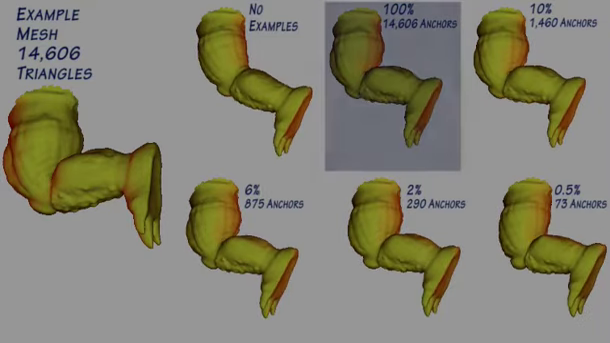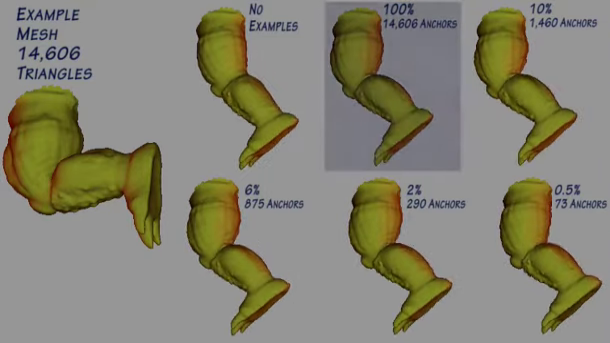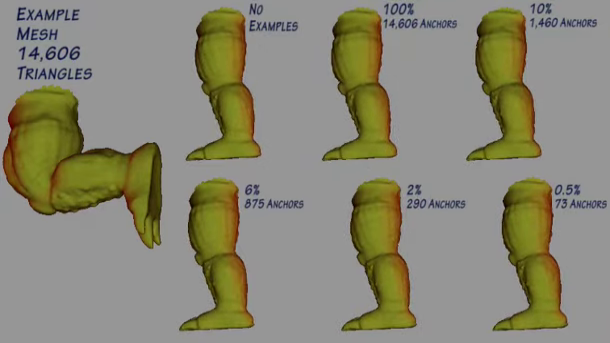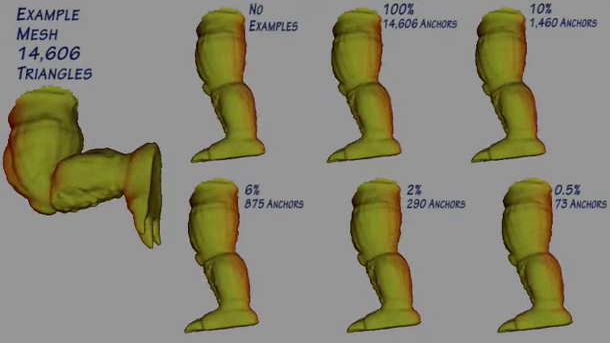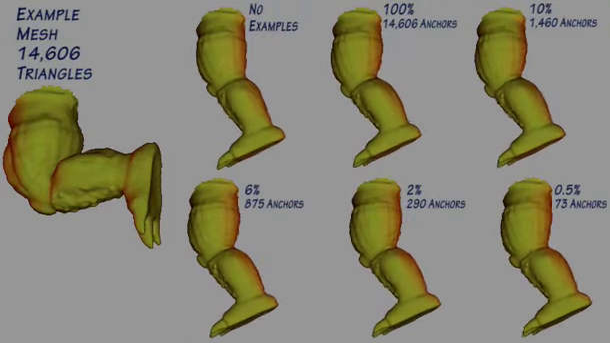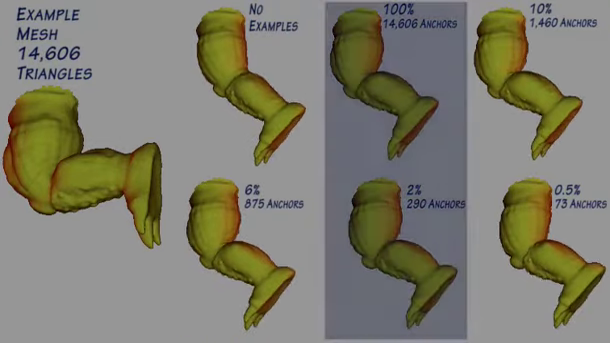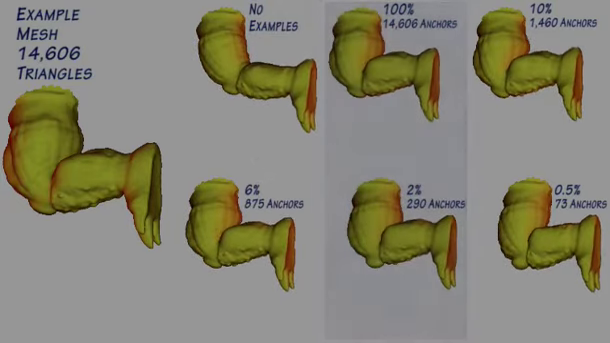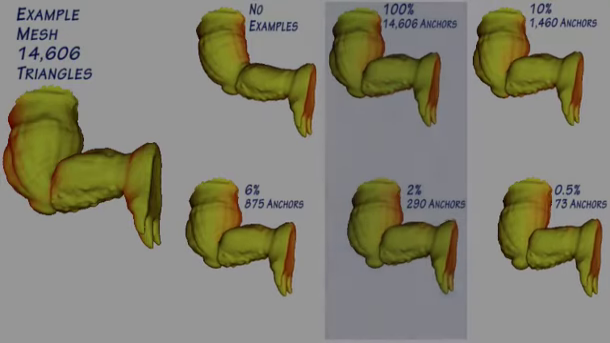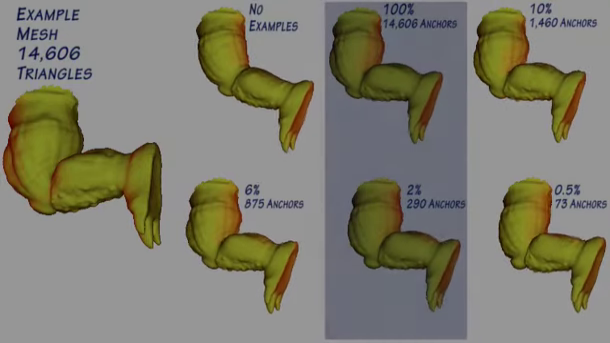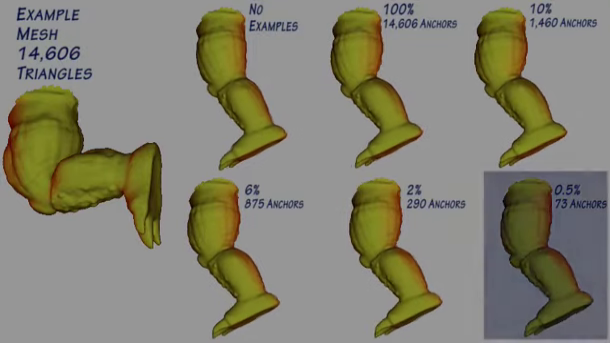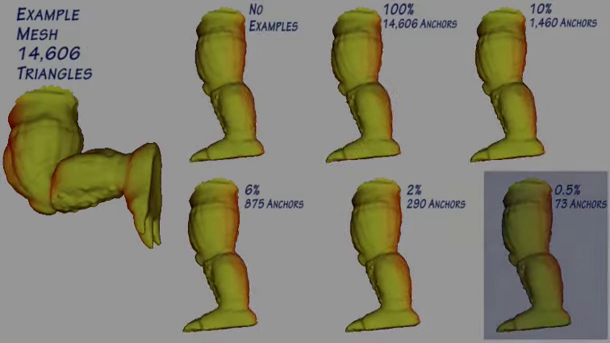In the top middle image, we see the deformation achieved when all the triangles of the example are used as anchors. In the other images, different amounts of anchors were used, leading to less memory consumption and better performance. Note that the 2% anchor image is almost indistinguishable from the 100% anchor image, even though only 290 anchors were used instead of 14,606. Even when only 73 anchors are used, the fine scale details of the original mesh are still not harmed.